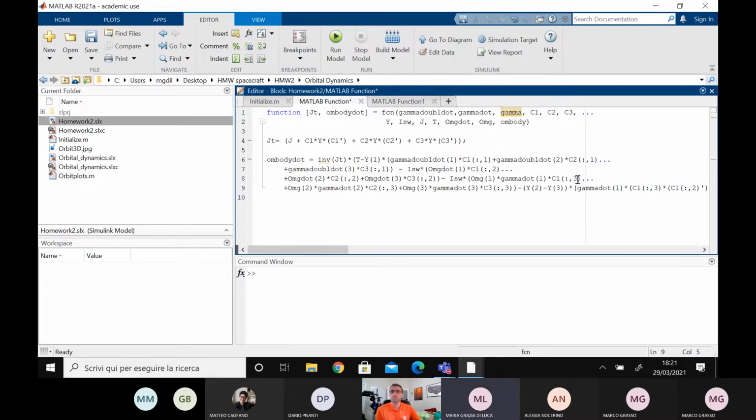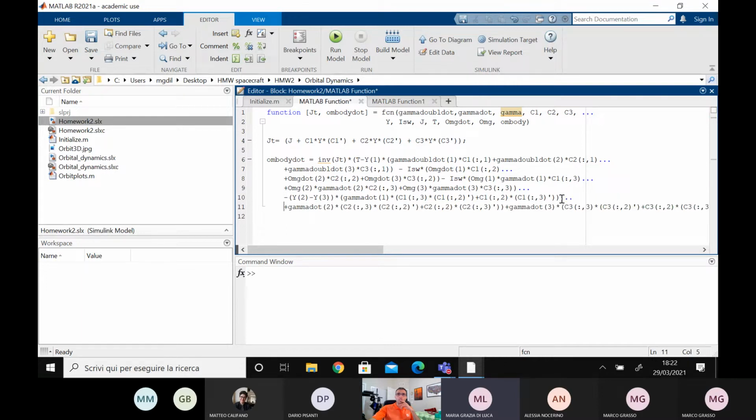So what I did next was to use the equation that we derived for omega dot. Yes. So we defined J total, so that then we have the inverse of J total that multiplies all the other terms. And I think that this should be correct. I hope I didn't make any mistakes.